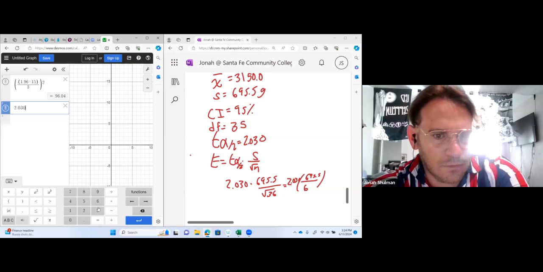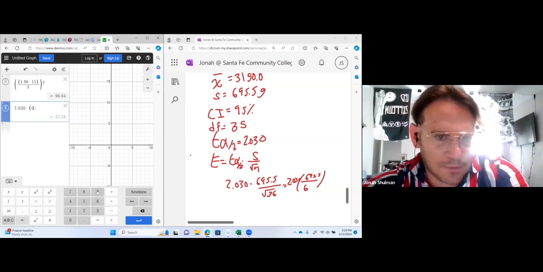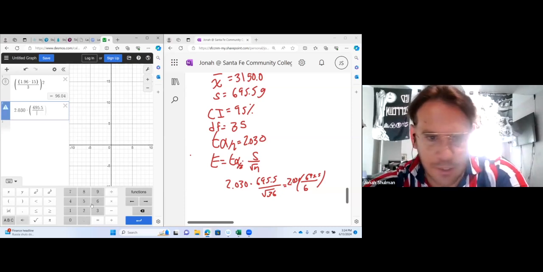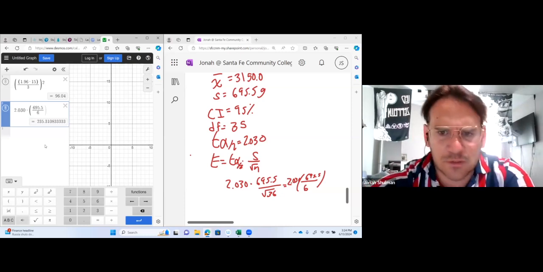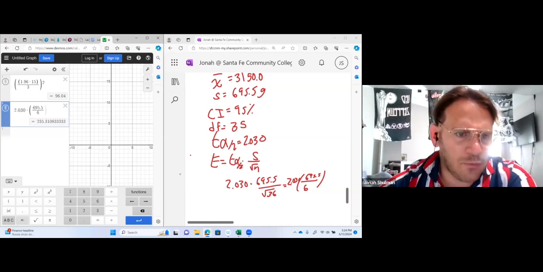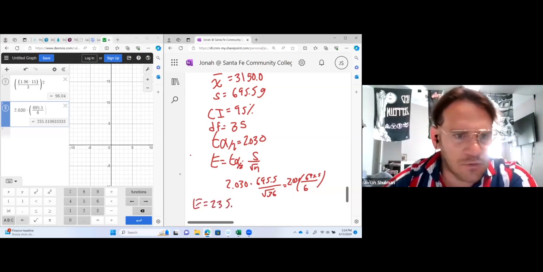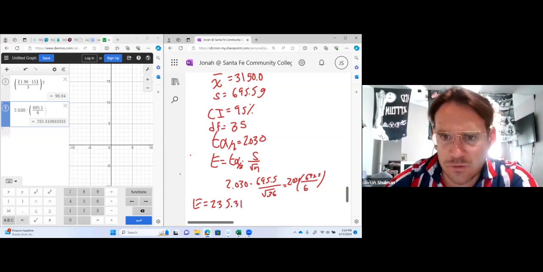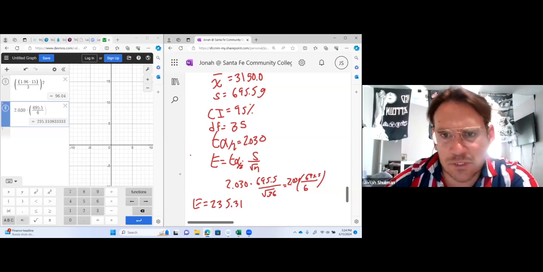2.0030 times parentheses 695.5 divided by 6. And we ended up with 235.311. 235 point, this is our error. 235.31. Since this is all to 1 decimal place, this should be to 2 decimal places.